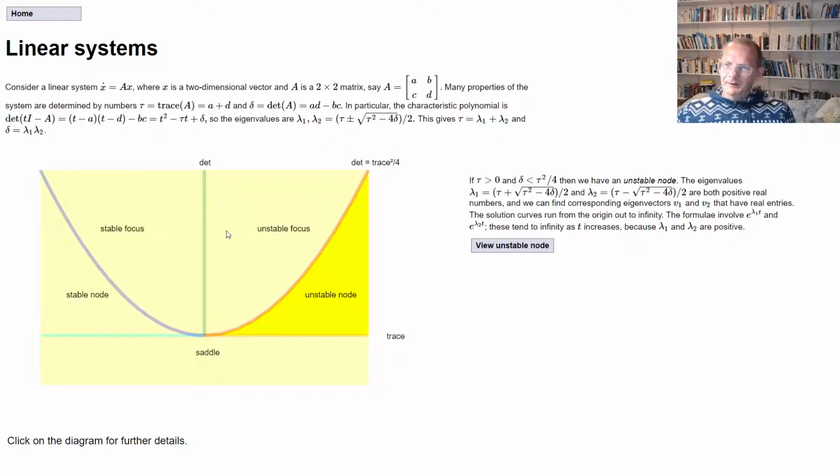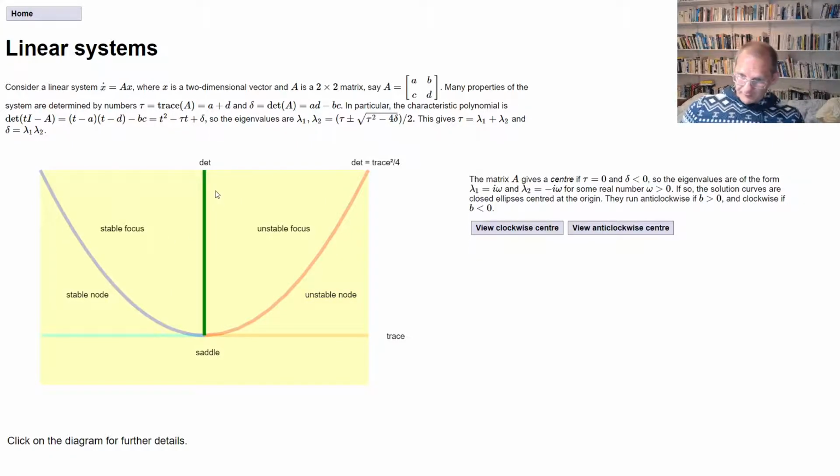There are also some others. That's what we get in each of these 5 regions that are cut out by the horizontal axis, the vertical axis, and this parabola. But you could be on one of these lines. One particular possibility is you could be on this central axis here, where tau is equal to 0.